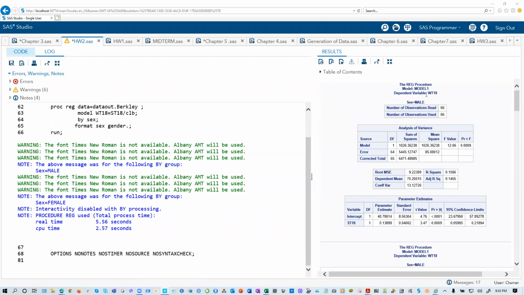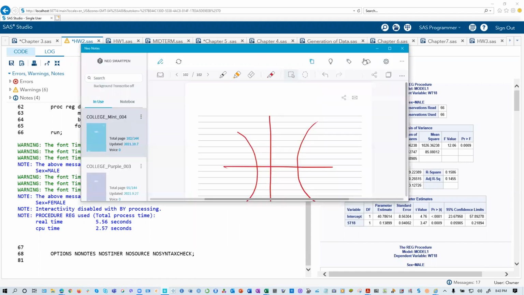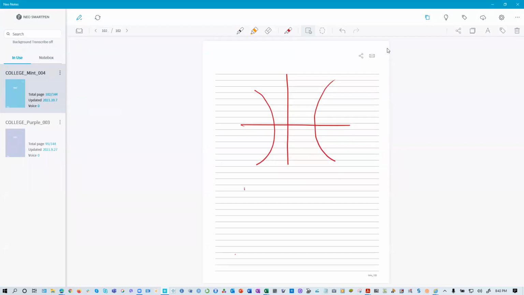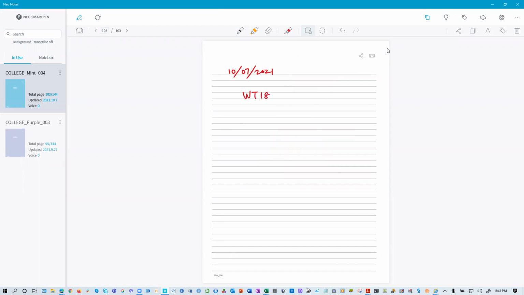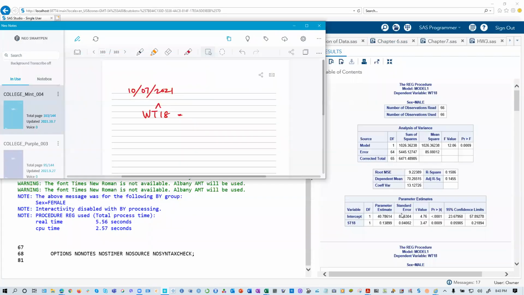This is for males. For the males, we can write that the WT18 hat equals 40.79 plus 0.14. I'm going to round that to two decimal places. Sorry, times ST18. This is for males.